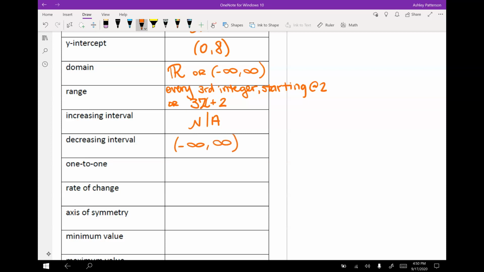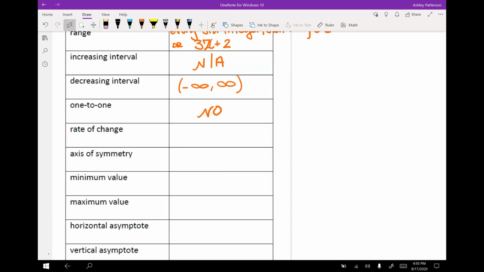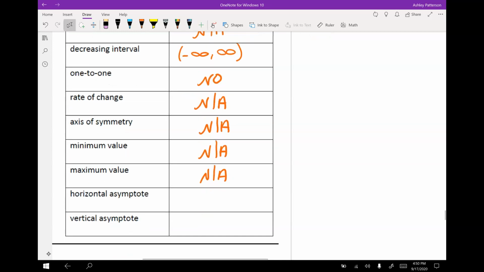It is not 1-to-1 because they're all little pieces of horizontal lines. So it most certainly is not passing that test. There isn't a rate of change because they are little pieces of constant functions. There isn't an axis of symmetry. We don't have a minimum or maximum value, and we don't have horizontal or vertical asymptotes.